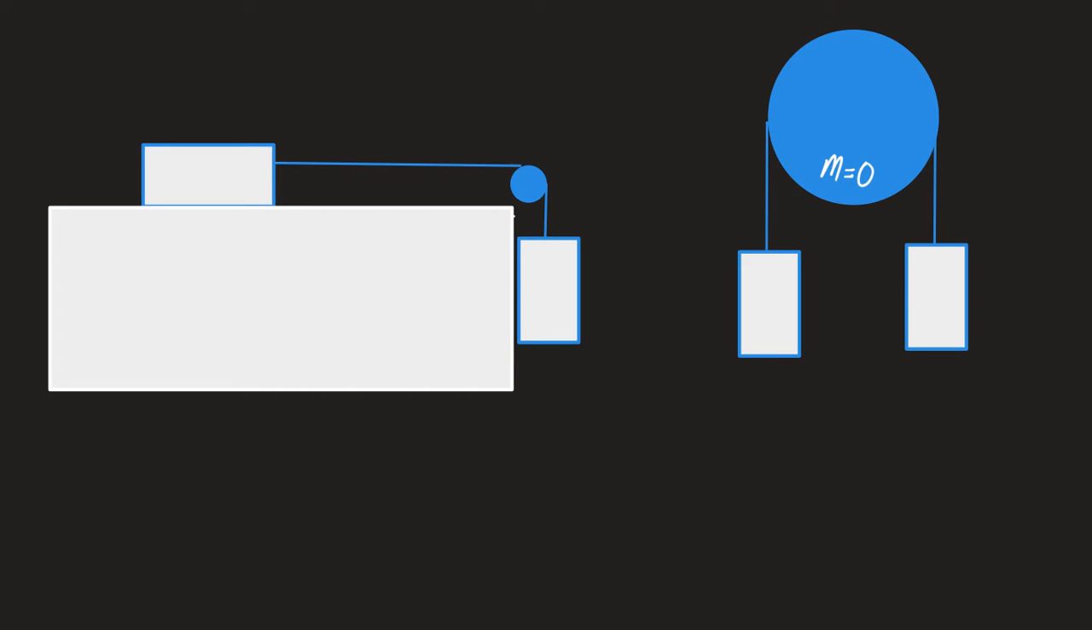So I'm going to look at the modified Atwood machine first. They're a little bit simpler. And for this particular example, we're going to start with a situation in which the surface is frictionless. Let's go ahead and label this M1, this M2. And again, we're going to say that our pulleys are massless.